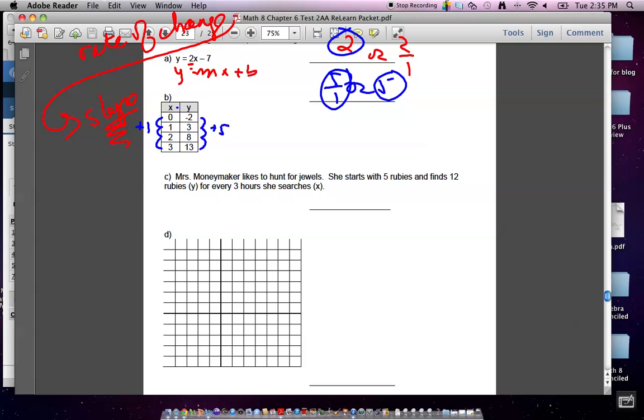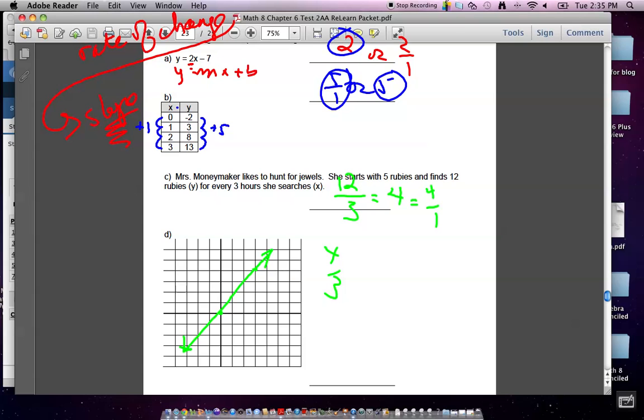Now we're asking you to reason it by words. Mrs. Moneymaker likes to hunt for jewels. She starts with 5 rubies and finds 12 rubies for every 3 hours. So her rate of change is she finds 12 for 3 hours. 12 over 3 reduces to 4, or 4 over 1, however you want to put it. And the last part was a graph, and I don't remember exactly what the graph was, but I think it was on your paper up 4 over 3. I'm pretty sure that was what the slope worked out to be. So your graph was up 4 over 3.